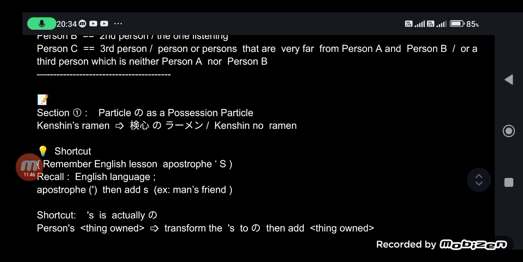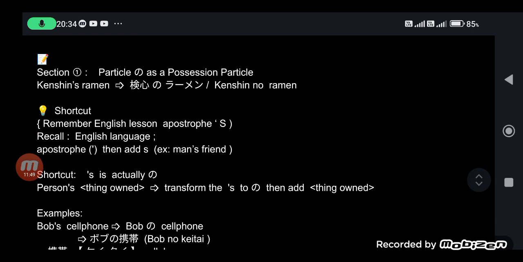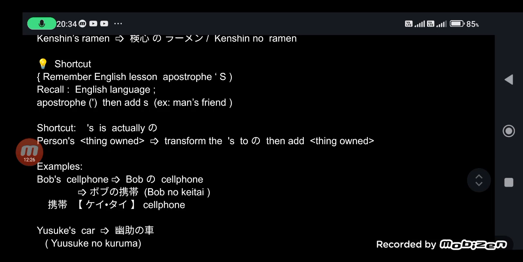Okay, minasan, hikizuki, continuing. For section 1, particle no as a possession particle. For example, Kenshin's ramen. We've already discussed this in our lesson 0028, the shortcut. Let's say Kenshin's ramen. How will you transform that into Japanese? The shortcut is you transform the apostrophe s into a no, because the equivalent of no is that apostrophe s. So Kenshin's ramen, using the shortcut, is just drop this apostrophe s and replace it with no. Kenshin no ramen. So that's the shortcut, minasan, so that you will not be confused.